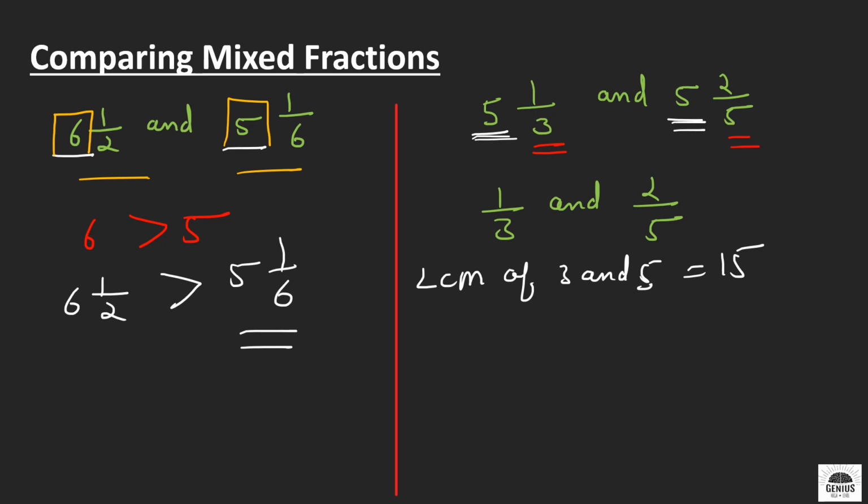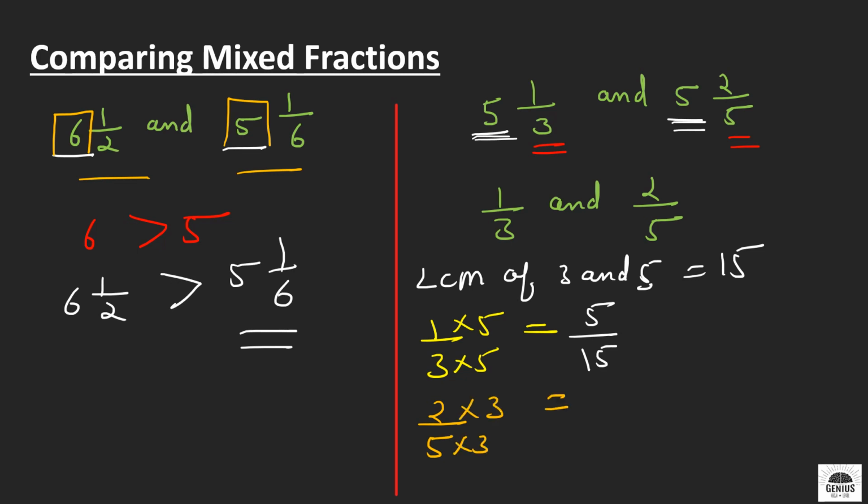First we will convert 1 by 3. We will multiply it by 5. After multiplying numerator and denominator by 5, we get 5 by 15. Now we will convert 2 by 5. We will multiply it by 3 to get the denominator 15. So we get 6 by 15.